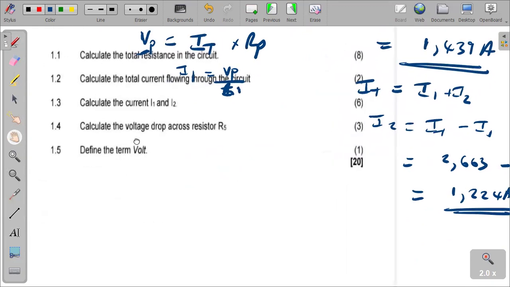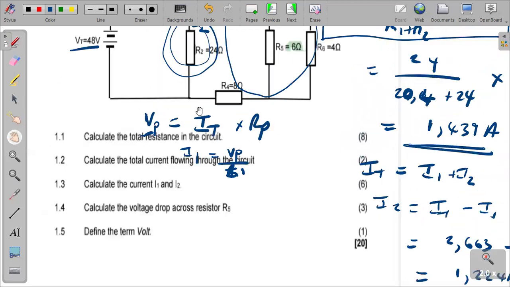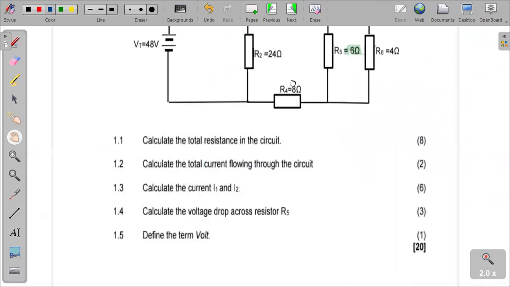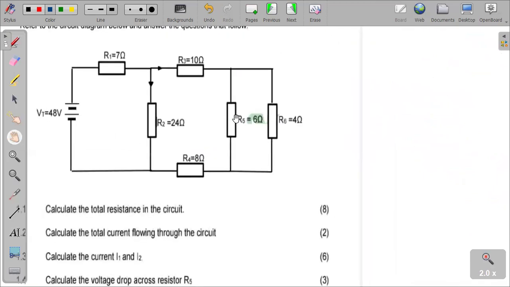Calculate the voltage drop across resistor R5. Okay, calculate the voltage drop across the resistor R5. We want the voltage across this resistor here, R5. As a matter of fact, it is the same voltage as the voltage of the resistor R6. They have the same voltage. Why? Because they are both in what? In parallel.